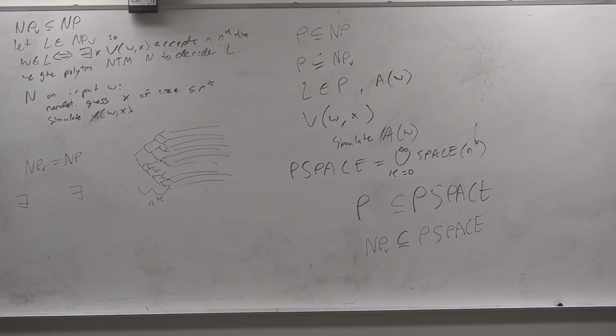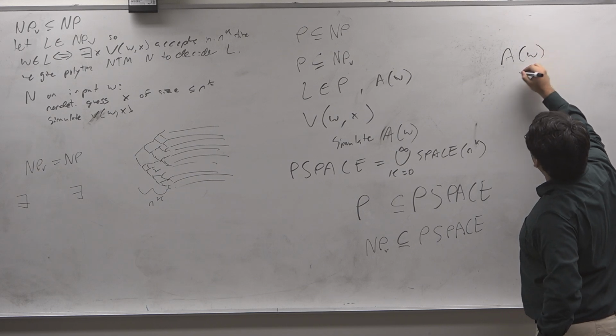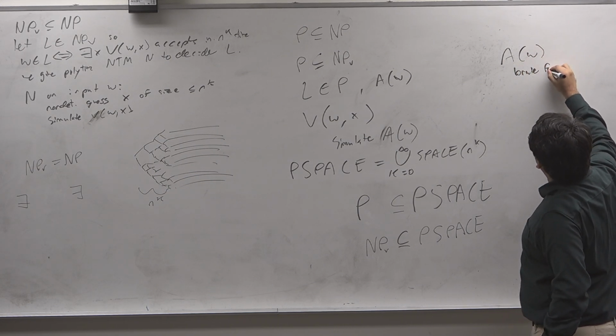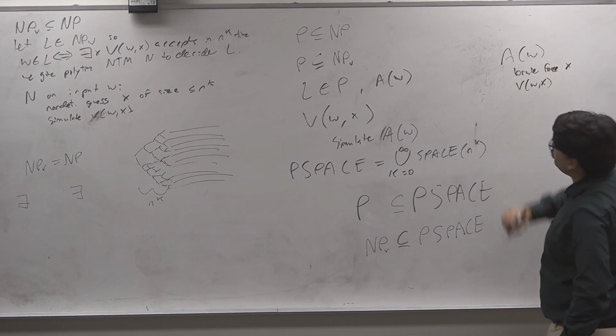It still takes... So give me a deterministic algorithm first, and we'll analyze its space. Give me an algorithm that uses polynomial space, but is deterministic. I guess what I'm saying is, the algorithm could look like this. Let this be the algorithm on input W. It's going to brute force for x and then run V on Wx, right?